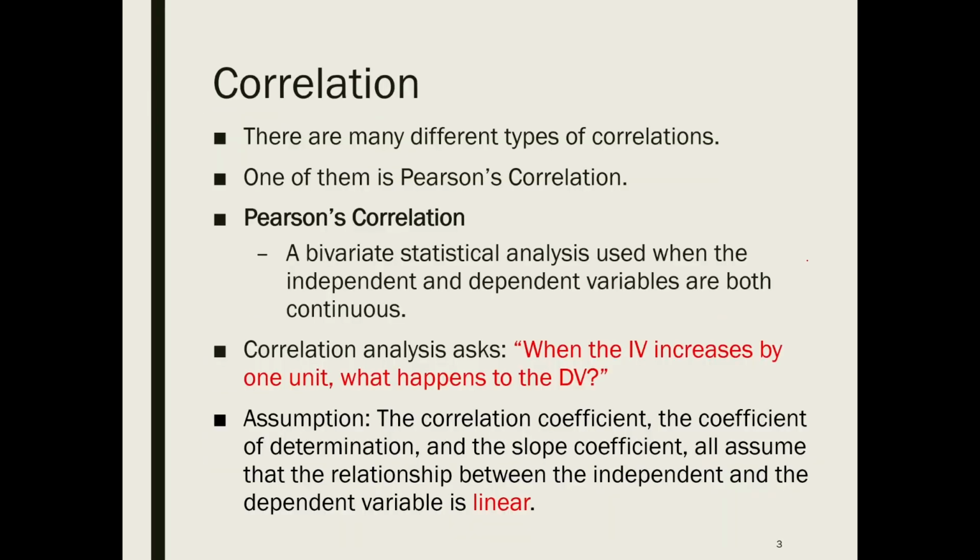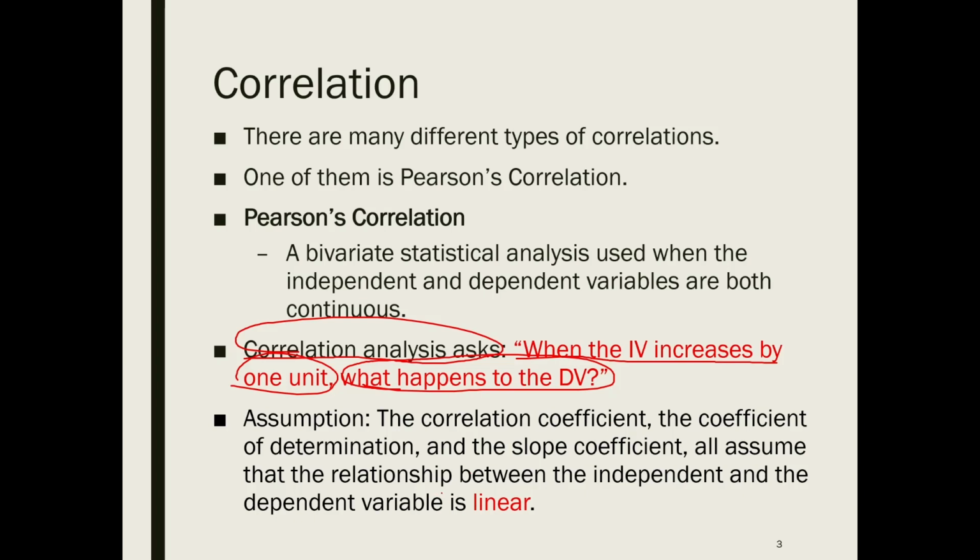independent variable. There are so many different types of correlations, and one of them is the Pearson correlation, which is the one we focus on. It is a bivariate statistical analysis used when the dependent variable and independent variable are both continuous. The question of the correlation analysis asks: when the independent variable increases by 1 unit, what will happen to the dependent variable?